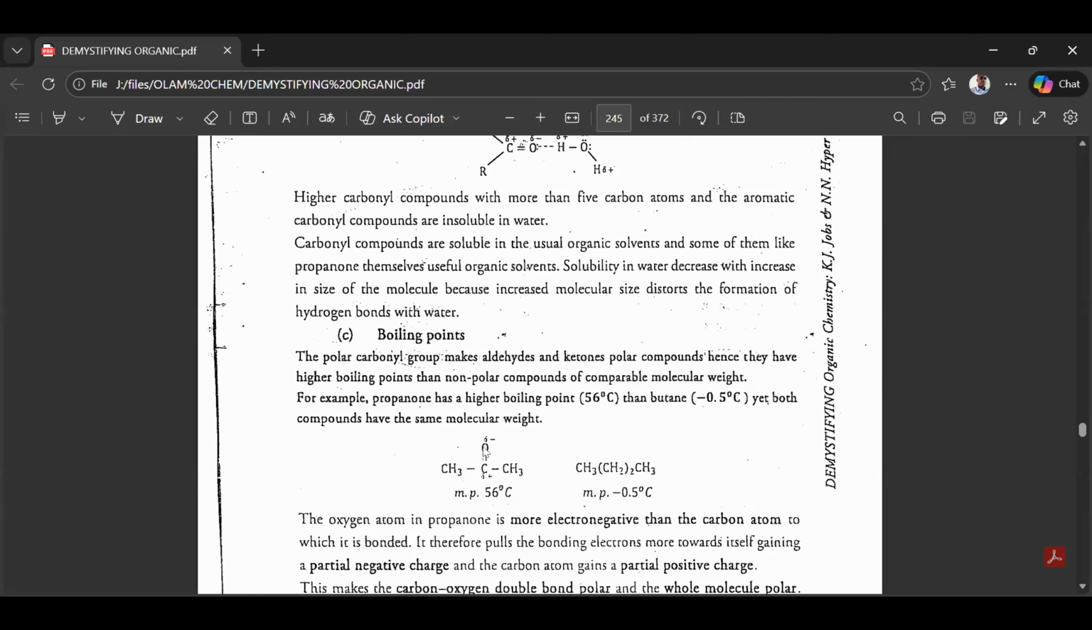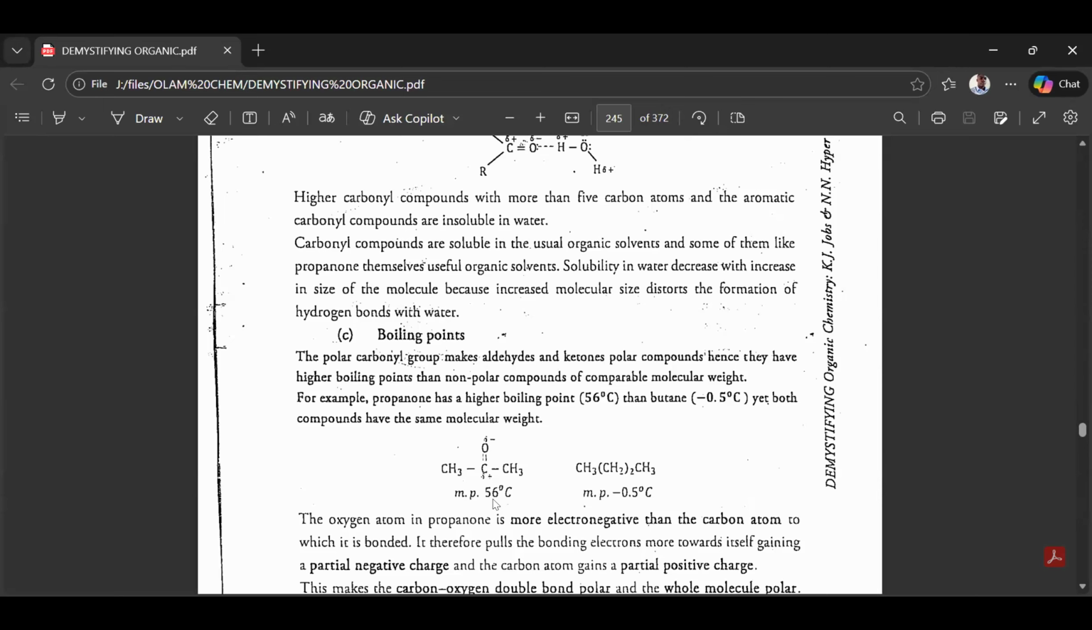Because they can form dipole moments, they can form intermolecular hydrogen bonds. Those intermolecular hydrogen bonds, which are created together with the covalent bonds they have in their carbon-hydrogen bonds and the carbon-carbon bonds, make them have higher boiling points than the corresponding alcohols and the alkanes of the same molecular mass.